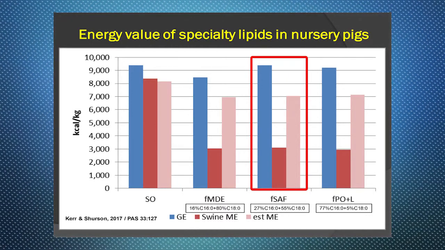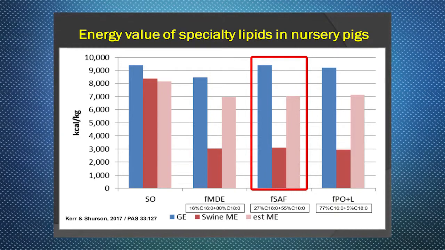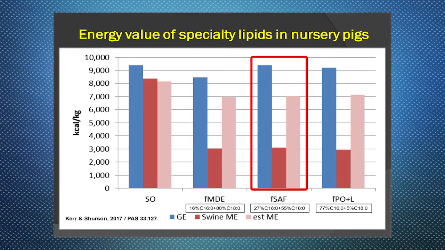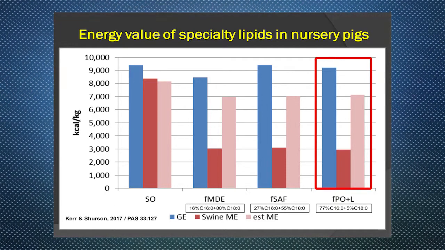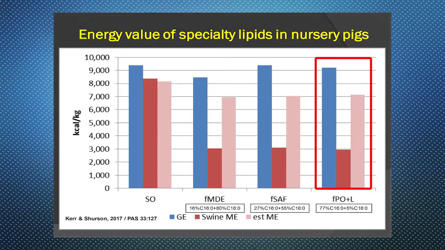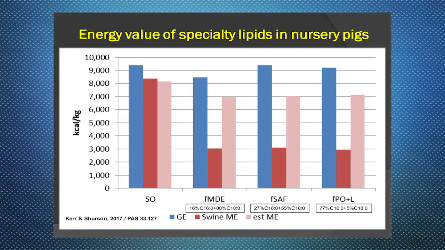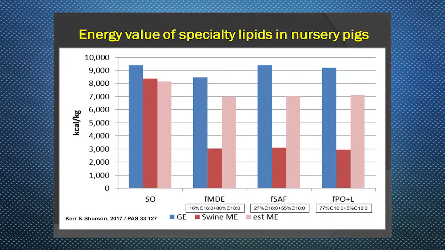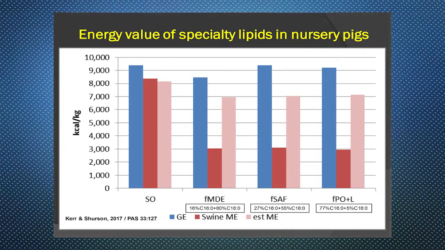Here's a fractionated saturated animal fat, again 16-18-0. And here's a product more palm-based, fractionated palm oil with lecithin. So when we did this study, predicted would be about 7,000 per kilo, and it's actually about 3,000.